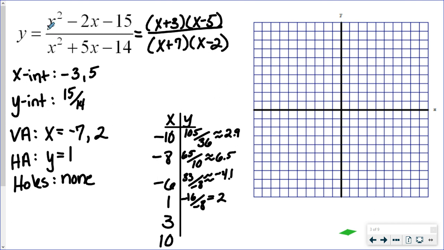Plugging in 3, we get 9, minus 6 is 3, minus 15 is -12. Over in the denominator, we get 9, plus 15 is 24, minus 14 is 10, so -1.2. And plug in 10, we get 100, minus 20 is 80, minus 15 is 65. Over 100 plus 50 is 150, minus 14 is 136.